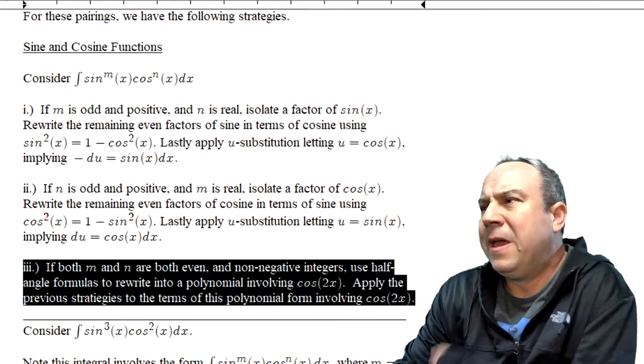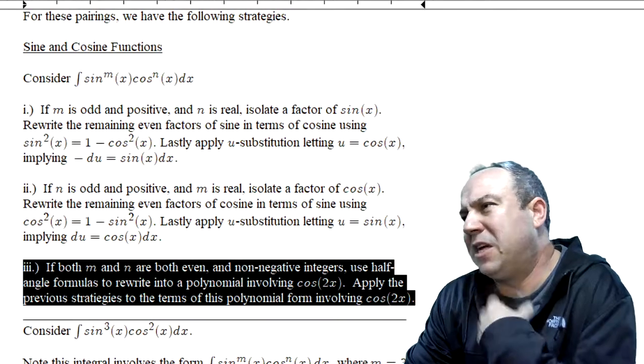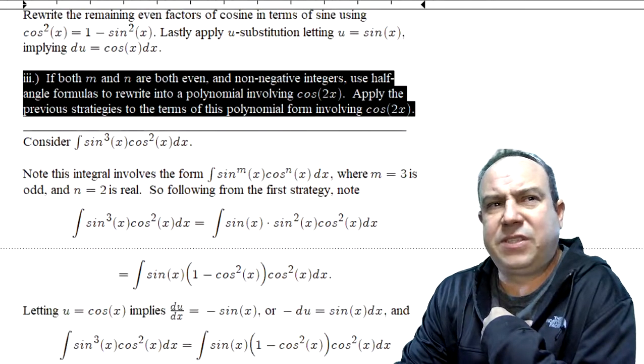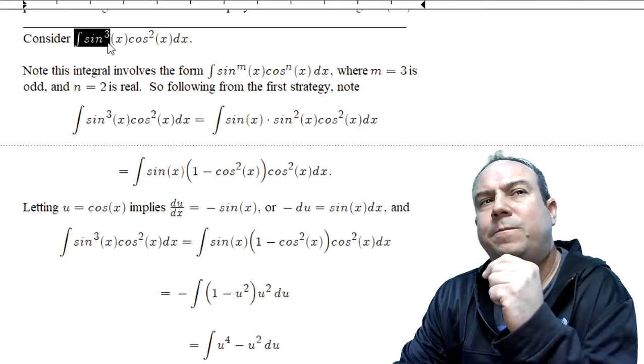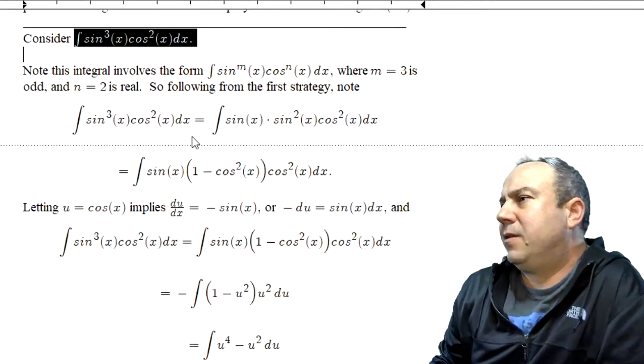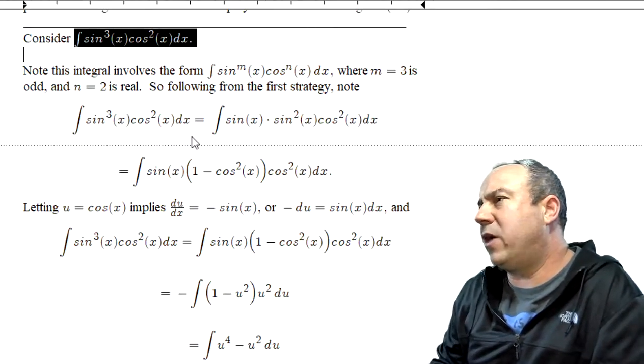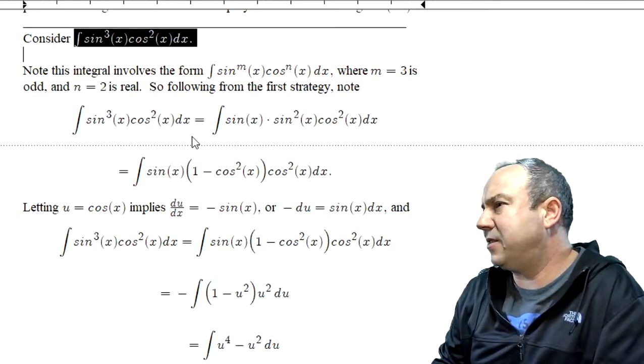Now, all of these really don't make much sense until we look at a couple of examples. So that's what we see down below here. Here's the first case. We have the integral for the sine cubed of x times the cosine squared of x, all integrated with respect to x.